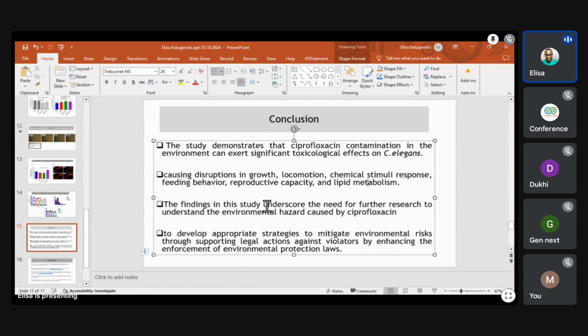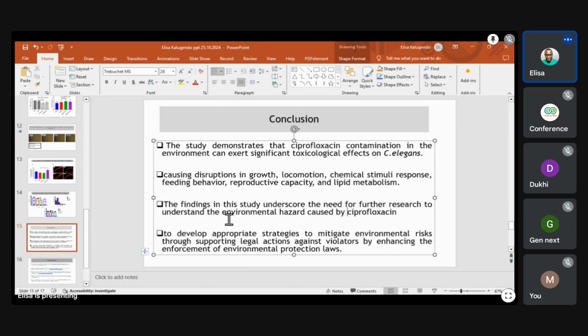The findings in this study underscore the need for further research to understand the environmental hazards caused by ciprofloxacin. Here we are suggesting the studied concentration is a relevant environmental concentration, which is being studied in different matrices, be it soil, water, or any other form of matrix. Once it gets in contact with other animals, including humans, this can be replicated in human beings, who are subjected to environmental contamination. Hence, this can cause serious effects in behavior, reproduction or metabolism at different levels, even in human beings.